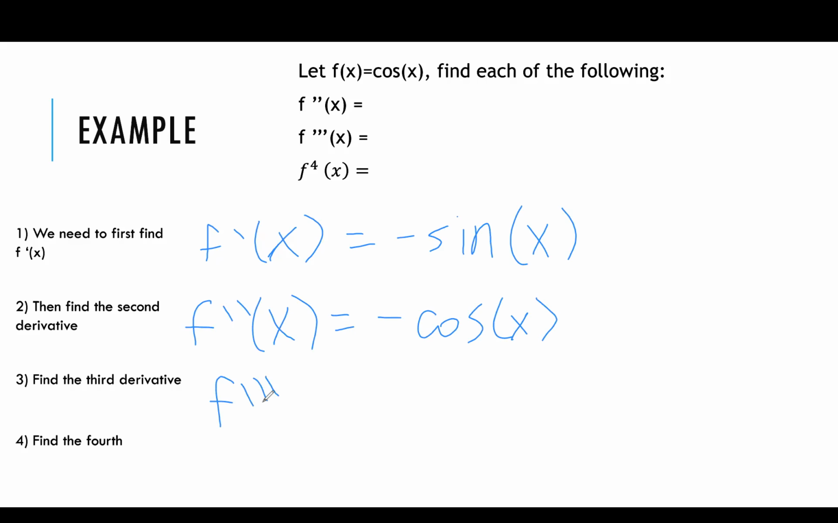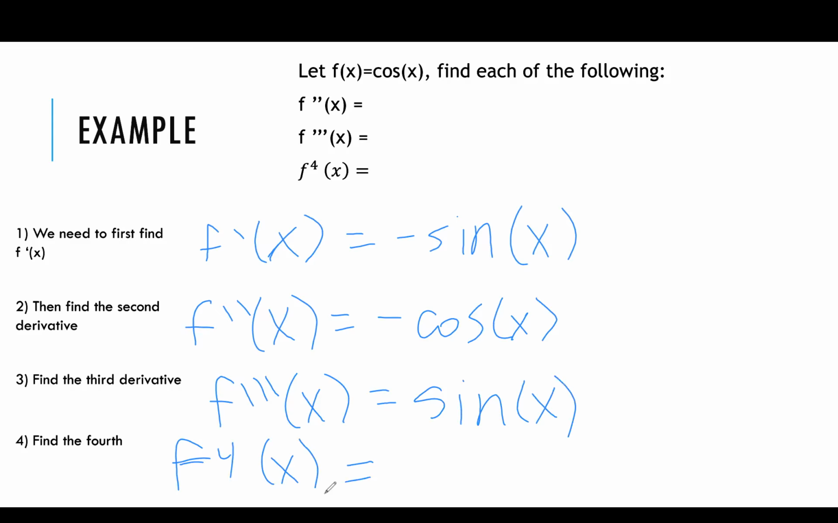Okay, and then now we can find the third derivative. The derivative of positive cosine is negative sine. Therefore, the derivative of negative cosine will be positive sine. Okay, and as you can see, these sines and cosines really just make us circle back to the very first function that we had, right? Because by the time we get to the fourth derivative here, the derivative of sine is cosine. Okay, so by the time we've taken 4 derivatives, we are already back at our original function.